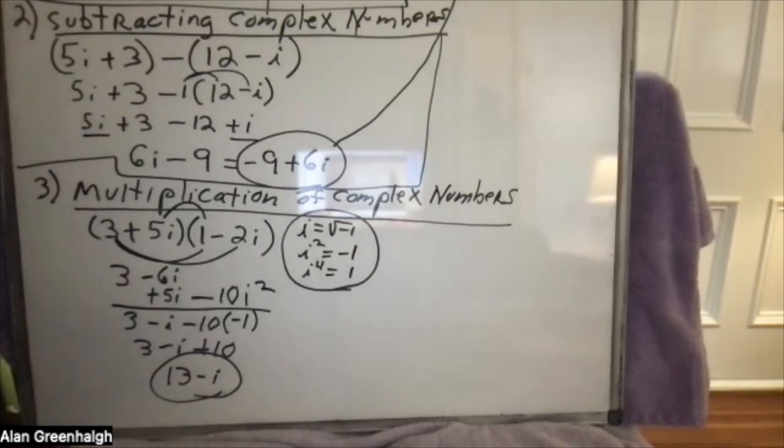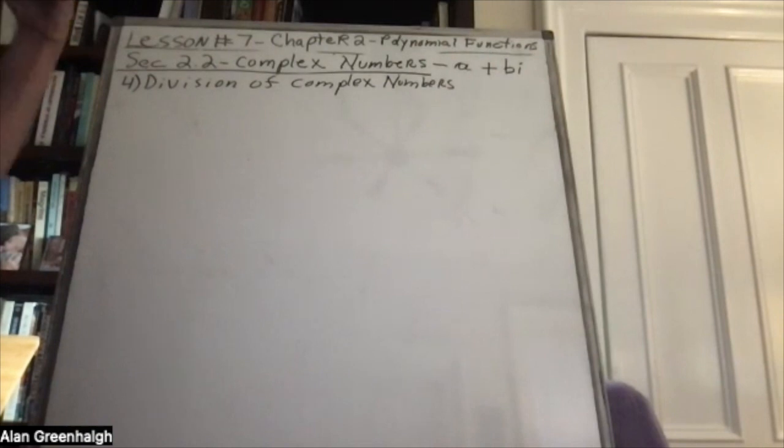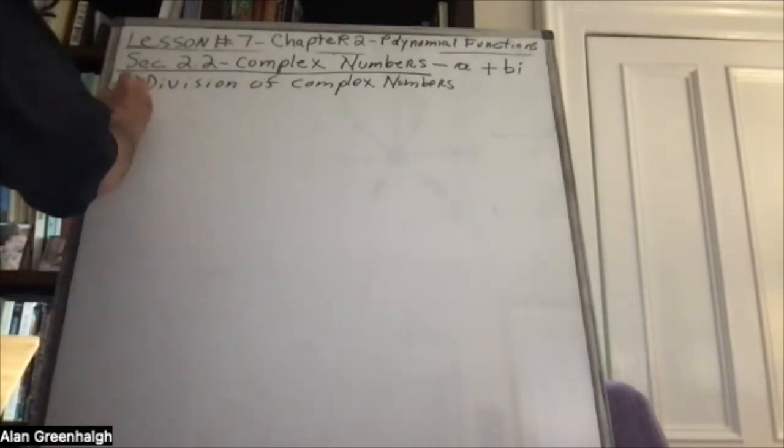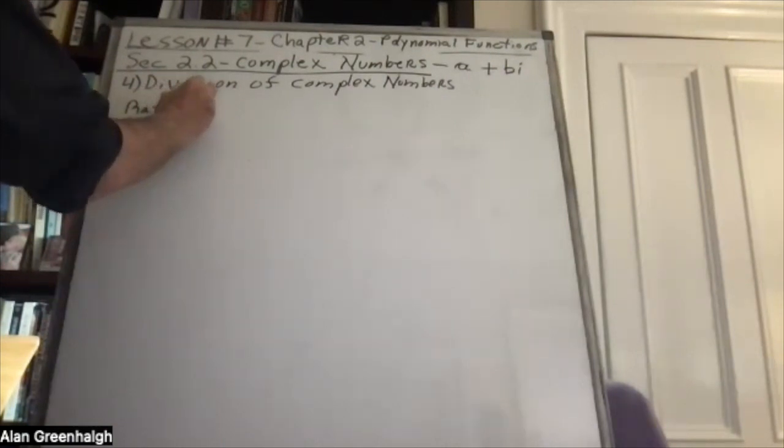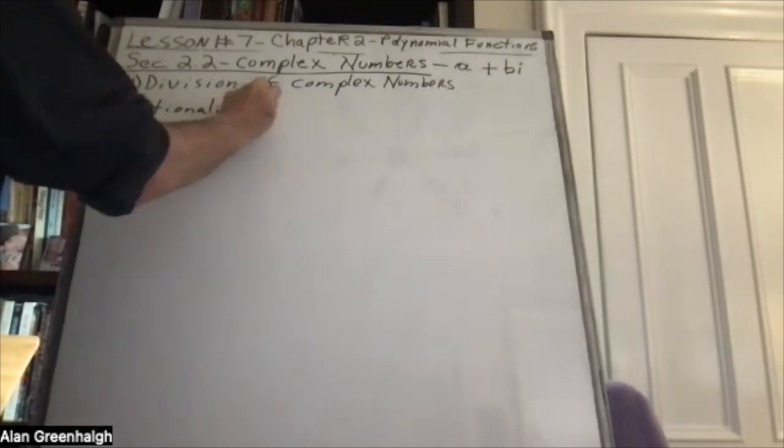So as you saw, we did adding complex numbers, subtracting complex numbers, multiplying complex numbers. And as you might expect, the next thing we're going to do is division of complex numbers. Now, the first thing we need to talk about is a concept called rationalizing a denominator.